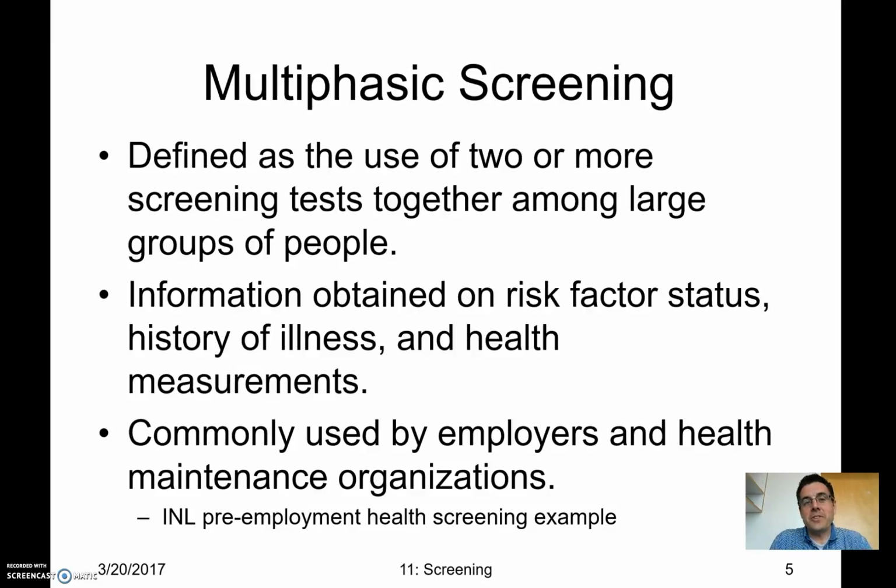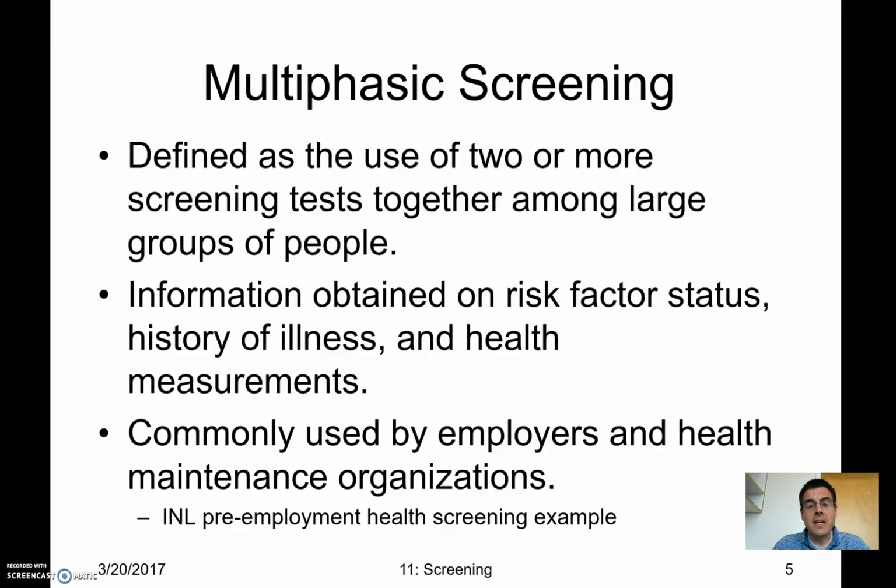Now, when you think about screening tests, you have to think about it as in when would these be done, and why would they be done, and how would they be done? There's different approaches that are done, and for example, there's multiphasic screening, and this is where you actually are going to implement more than one screening test together among a large group of individuals. And this is where you're trying to determine some baseline risk factors, the data, history of health, as well as other health measurements.